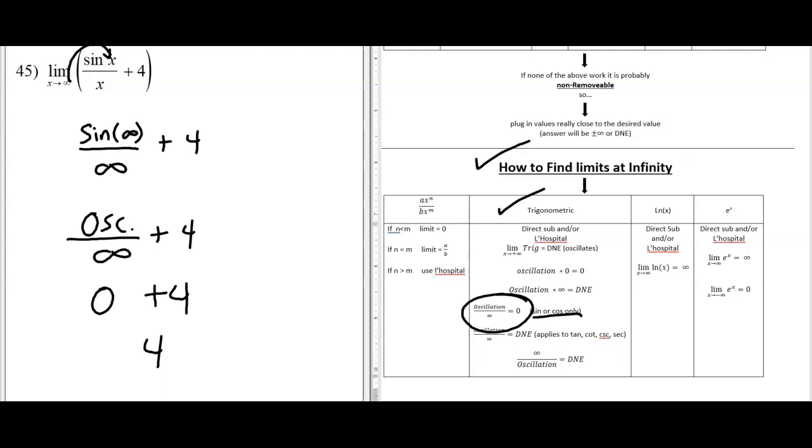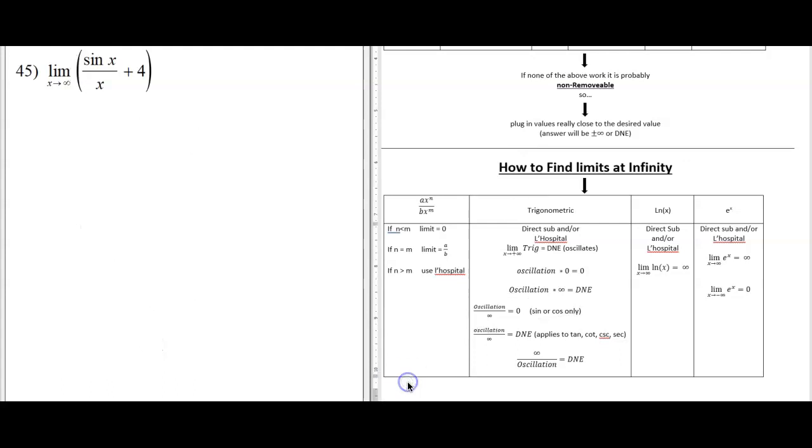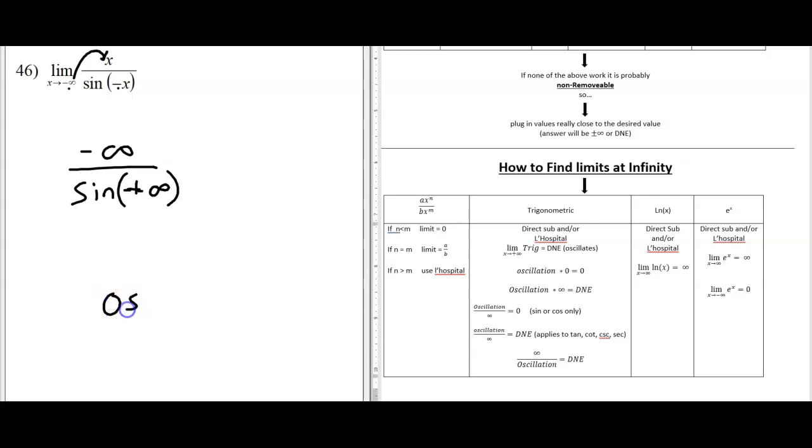All right. Let's go ahead and chug along and see what else we can discover here. So here I'm going to get negative infinity on top. And on the bottom, I'm going to have sine of negative infinity. There's a negative inside, but we're plugging in a negative infinity, so it actually just becomes positive. But that's okay. We just end up with an oscillation here on the bottom, and on the top we have an infinity.